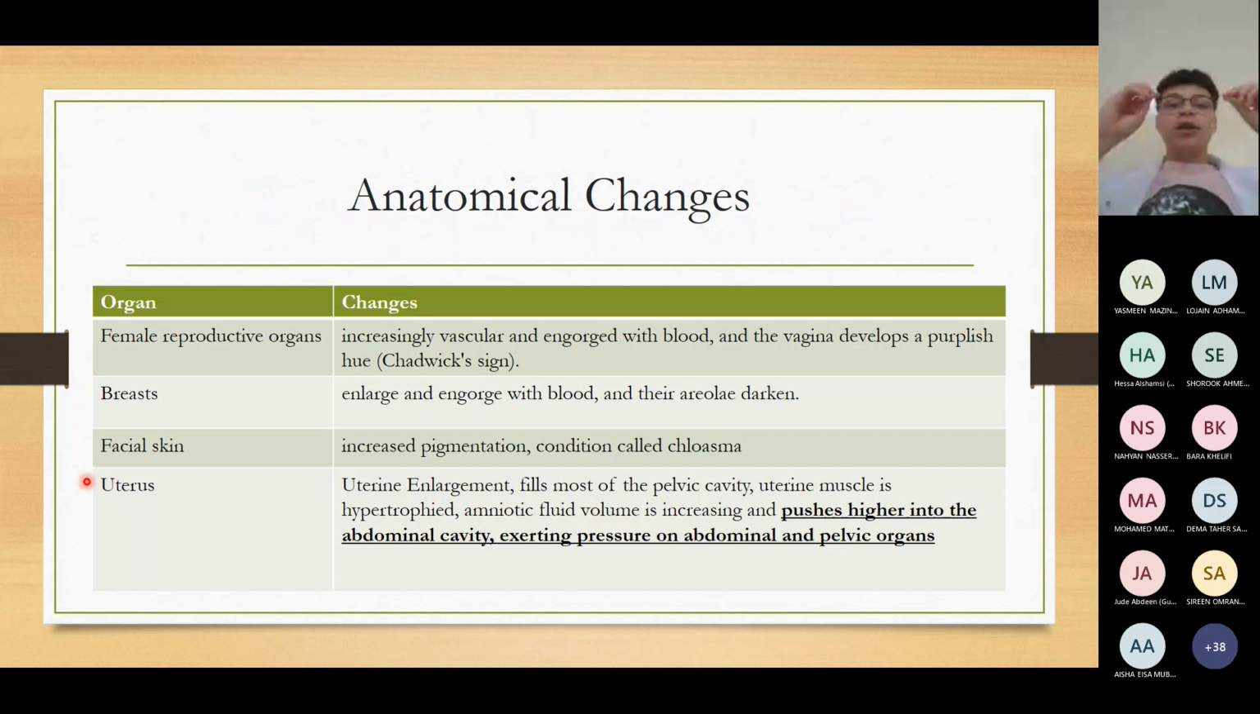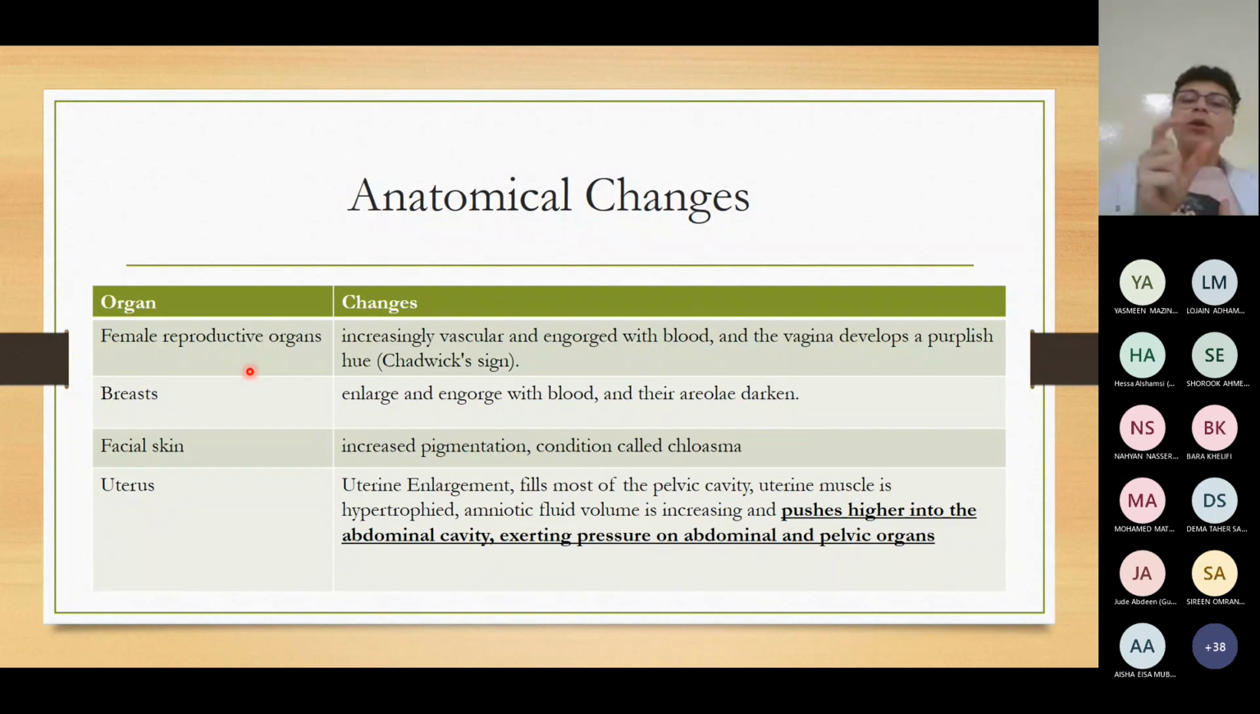We need to focus on three important organs that are going to undergo huge anatomical changes, which are going to cause a lot of changes in the other systems. Female reproductive organ. Obviously, the female reproductive organ is going to become more vascularized. We're having a new human. The mother is having a new human in her body, right? So we need extra blood. So the female reproductive organ is going to become more vascular. It's going to be engorged with blood. More blood is going to be in the female reproductive organ.